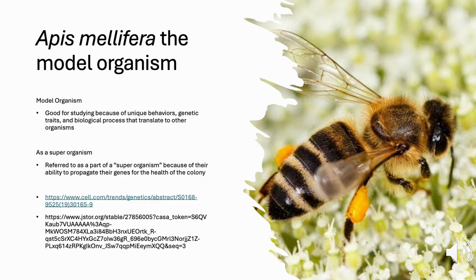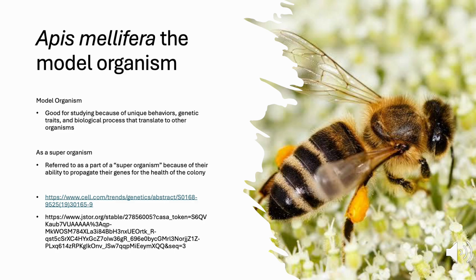In order for the importance of this research to be established, we must first look at why Apis mellifera is a model organism. But first, what even is a model organism? Well, a model organism is an organism that's good for studying because of its unique characteristics. Apis mellifera is considered a strong model organism because of its unique behavioral and genetic traits that make them ideal for studying the environmental effects on social insects.